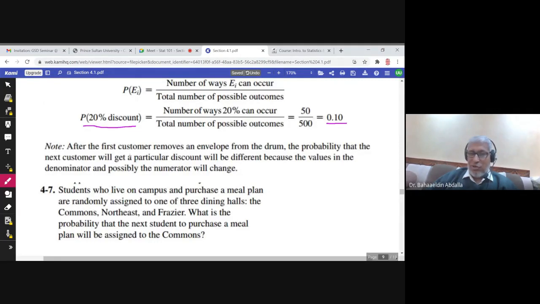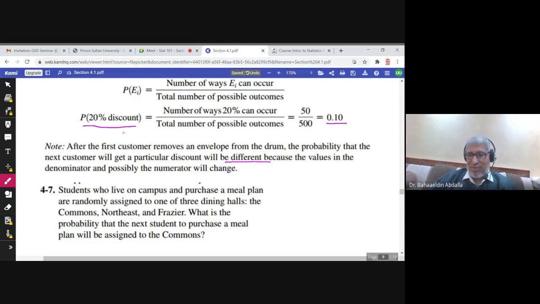Note, after the first customer removes an envelope from the drum, the probability for the next customer will be different. The probability that the first customer obtains 20% would be 0.1. But the probability that the second customer obtains 20% would change because it depends on whether the first customer obtained 20% or not.